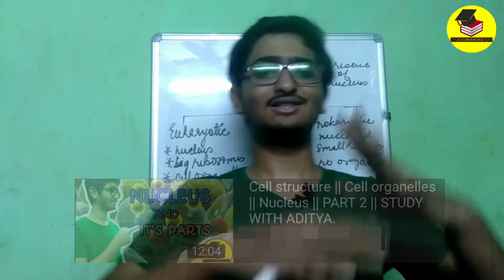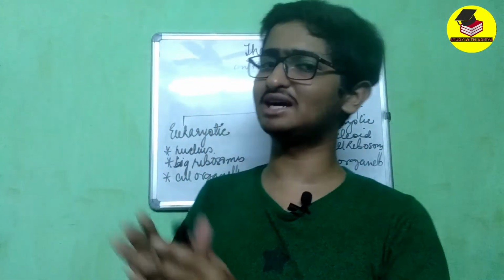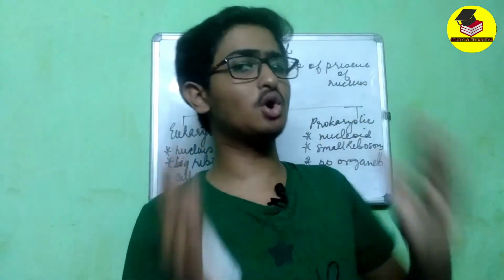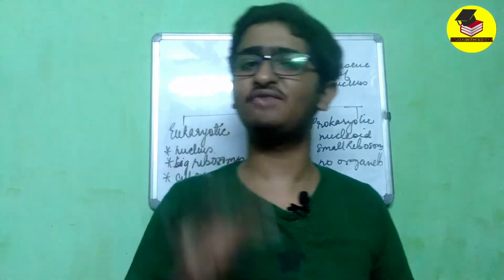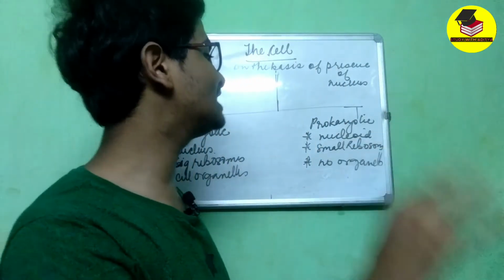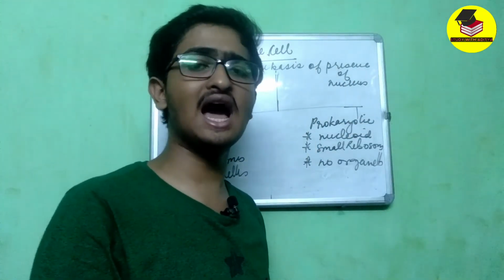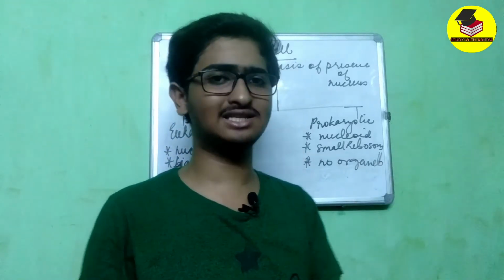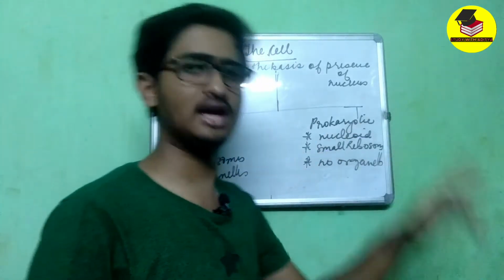So that which has a well-defined nucleus is a eukaryote, and a prokaryote does not have a well-defined nucleus. It has a single length of DNA, and such a non-organized nucleus is called a nucleoid.